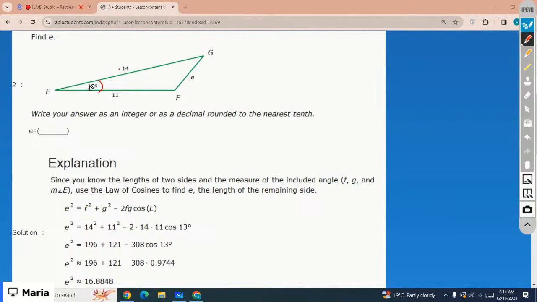You need to find E. So you must have angle E and your angle E is given. The other two sides are given and angle E is given. Got it? So E square equals F square plus G square minus 2FG cos E. Just replace all the variable values and do the calculations, right?